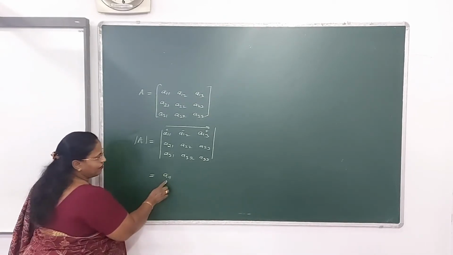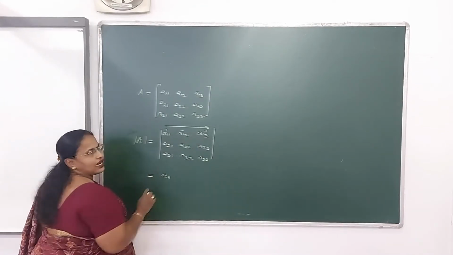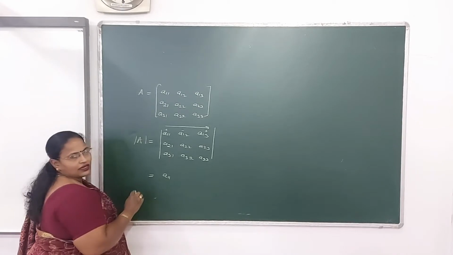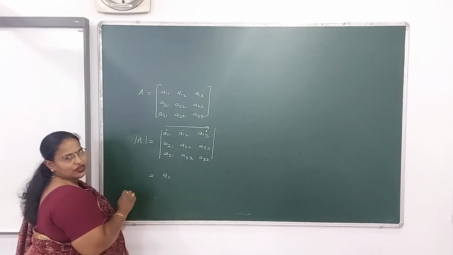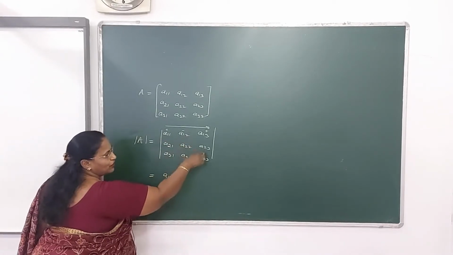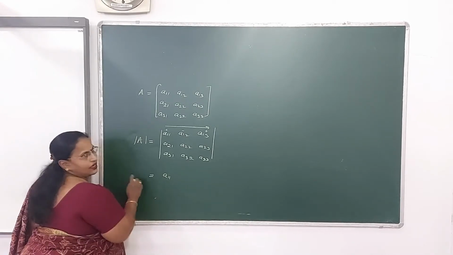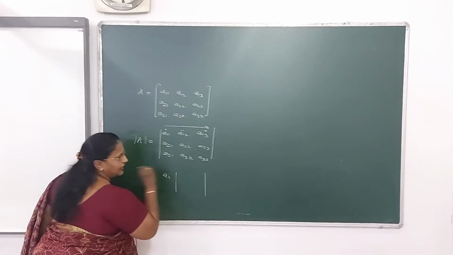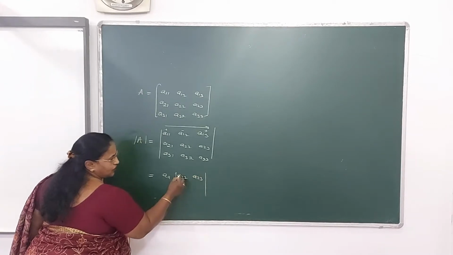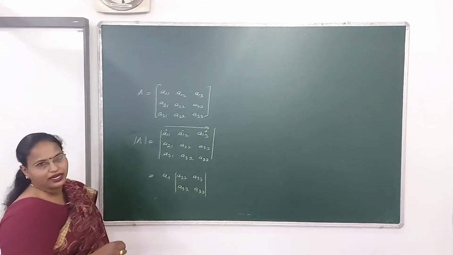Now what to do? This A11 will be multiplied by the determinant you get when you delete the row and the column where the element lies. Here 4 elements are left, so we get a determinant of order 2. So A11 into, delete the row and the column, whatever you are getting there, get the determinant value of that. So it will be A11 into the determinant. Now what is the determinant left over here? It's A22, A23, A32, A33. This will be the first term.